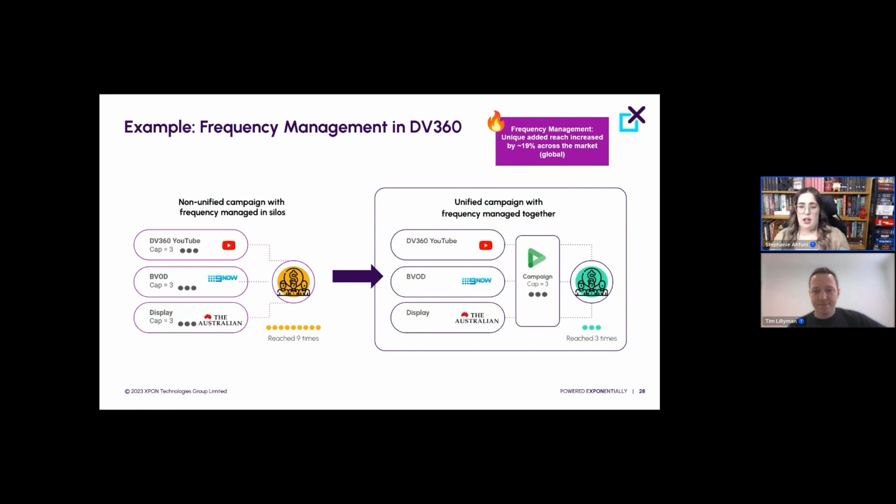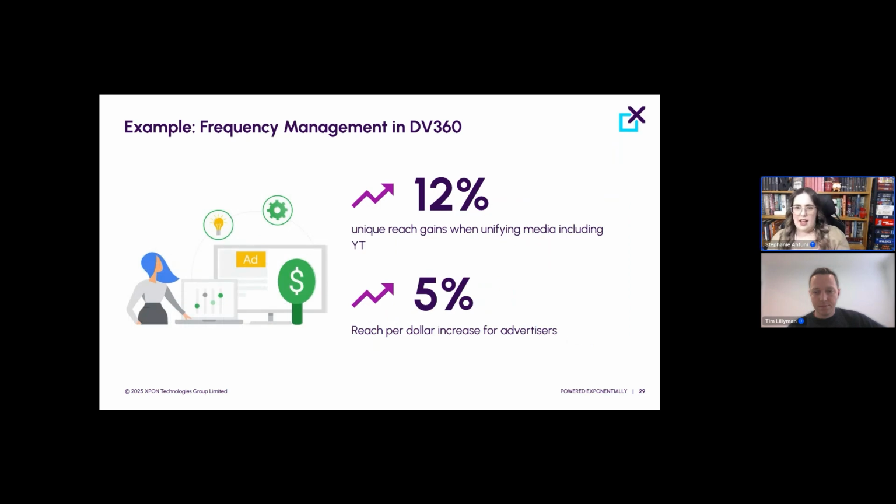We've helped a number of our clients optimize their media spend through frequency management specifically, including one of our global B2B customers. They were able to improve their reach by 18% through DV360's frequency management tool. So definitely very powerful when it's done right. Outside of that, generally YouTube users see a 12% increase in unique reach, which is a 5% reach per dollar increase for advertisers.